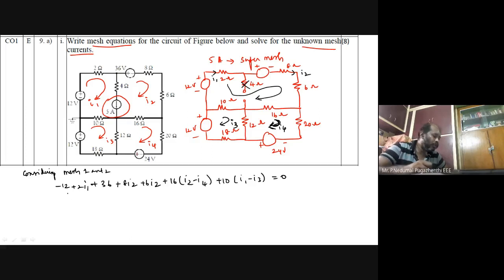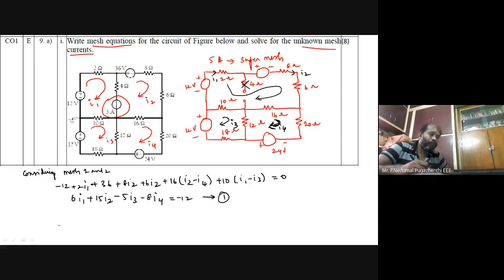If I solve this and group the terms, I will get 6I1 plus 15I2 minus 5I3 minus 8I4 is equal to -12. Let us have this as equation number 1.